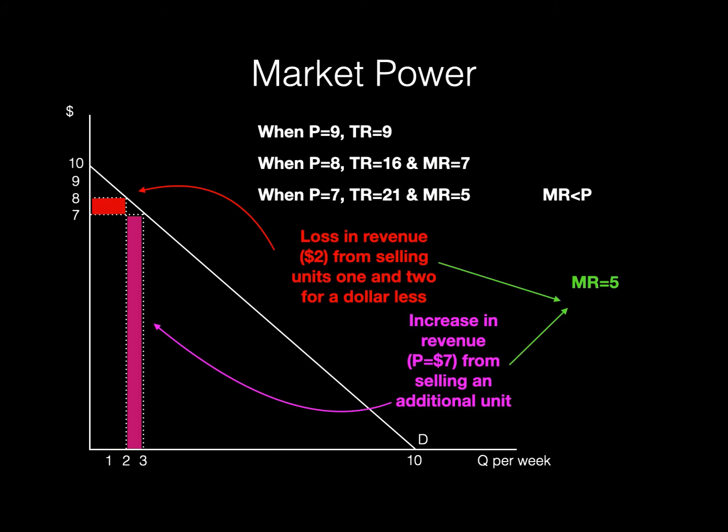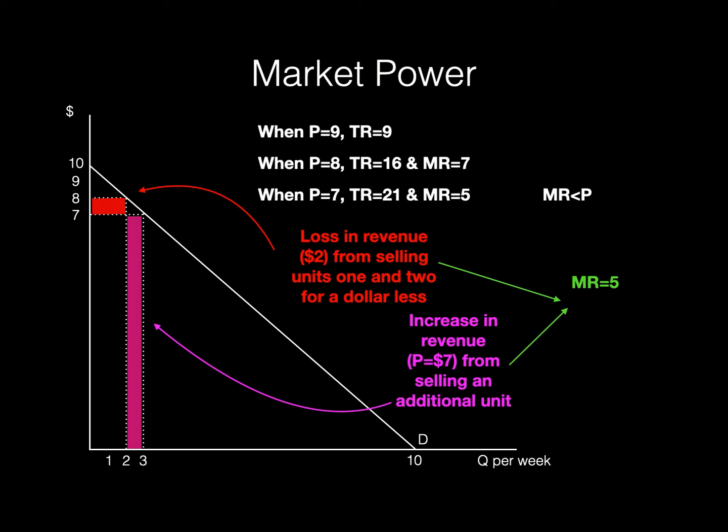When the firm lowers its price from $8 to $7, it adds the magenta area to its total revenue. This area is equal to the price of the 3rd unit of output. This is the effect on revenue of selling 1 more unit of output. The red area represents a loss in total revenue the firm incurs from lowering its price on the units the firm was already selling. This area is equal to 2, $1 for each of the 2 units the firm had been selling for $8 before the price decrease. So putting this together, the firm's marginal revenue from the 3rd unit of output is $5.